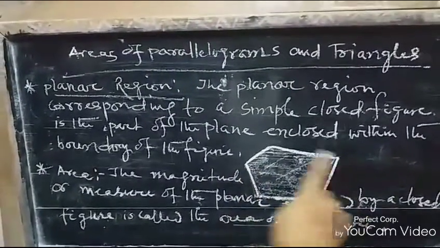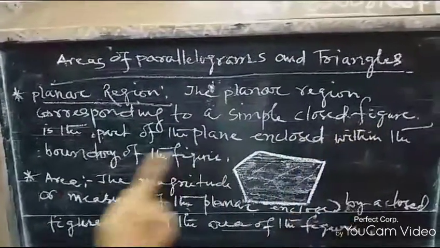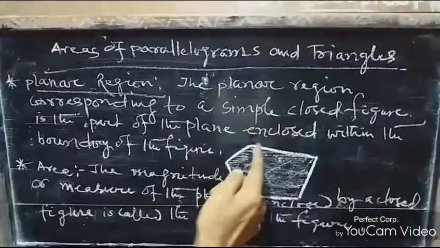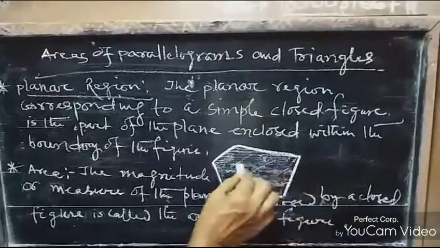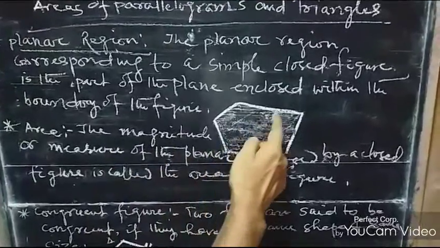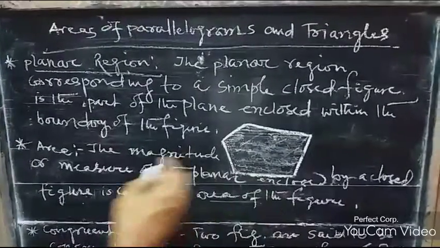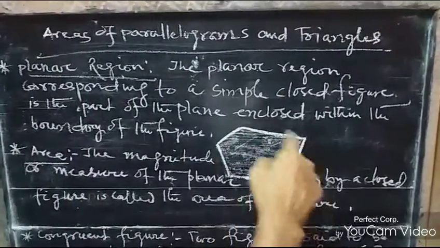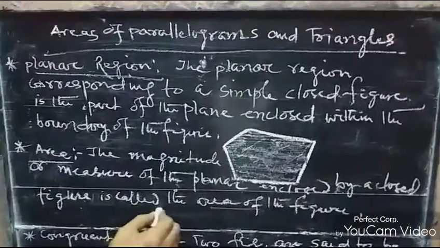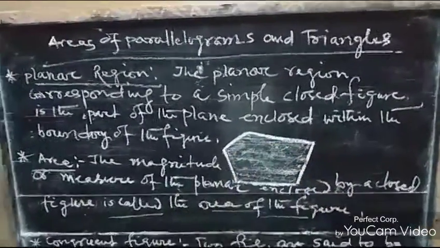Here we are just taking one region. The planar region is the part of the plane corresponding to a simple closed figure, enclosed within the boundary of this figure. This is called the planar region. Now the area is the magnitude of this planar region enclosed by the figure. When we find the area of any region, we are finding the magnitude of that region, and the shaded region is called the area of the figure.